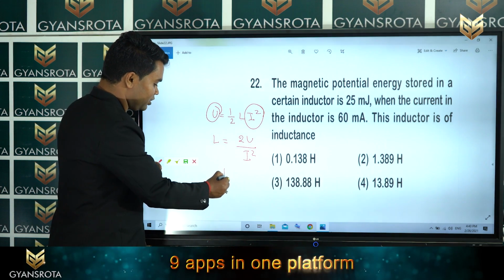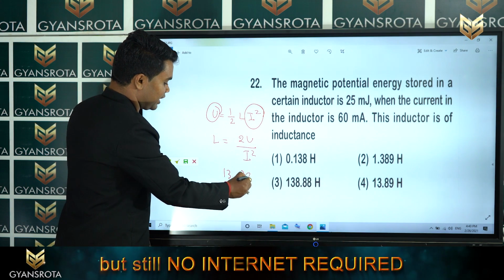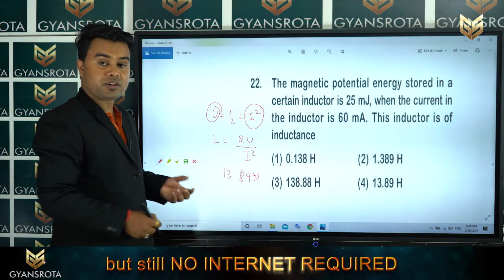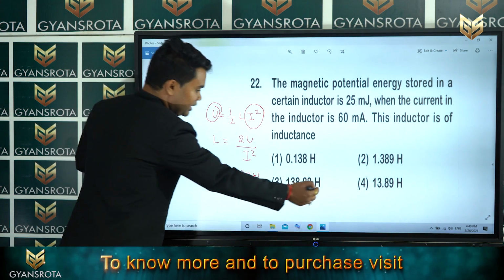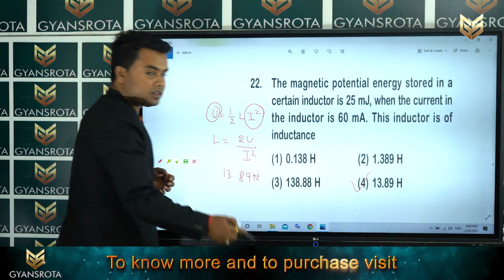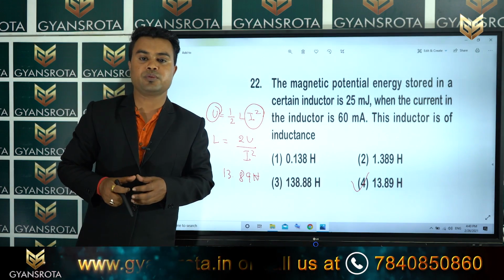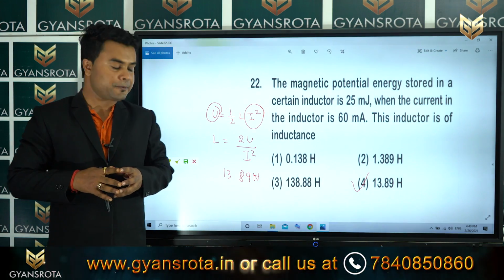So your 13.89. The solving part you will be doing by yourself, putting the values. Fine. So option 4 is the correct answer. Let me click on option number 4. Right. Now let us move to the next question, that is question number 23.